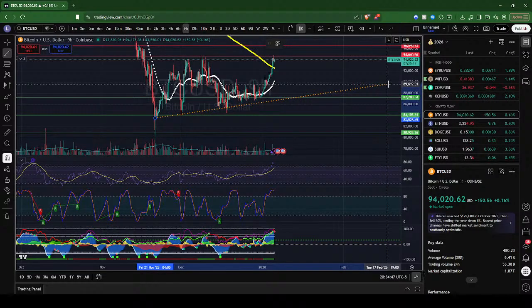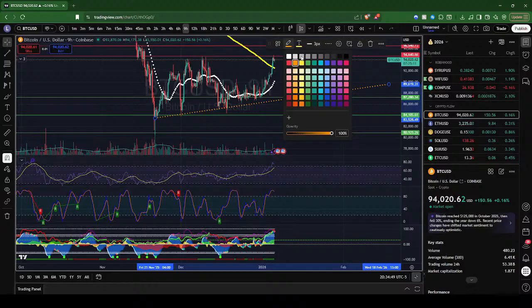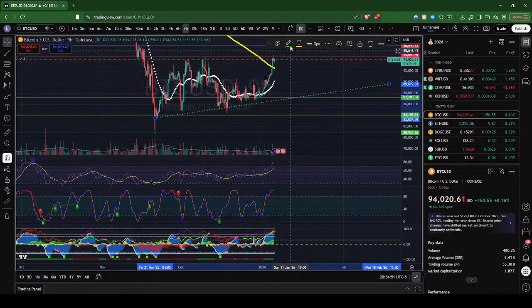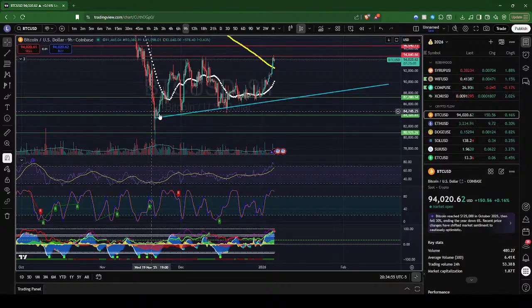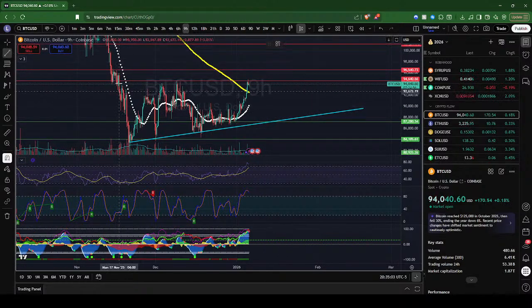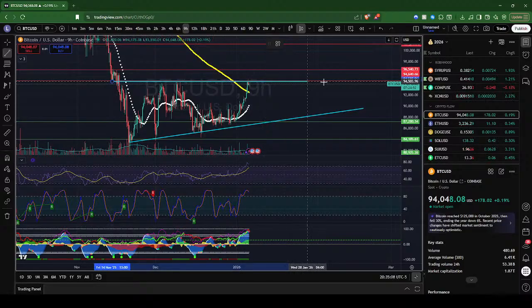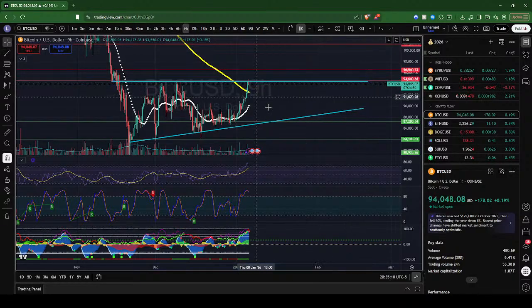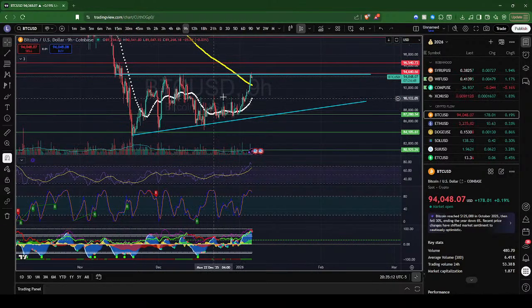you could say we have a support range right there. And this support range is based off of these two closed candles at 9 hours, and you could say a third one here, with a wick on that third one. So this would be our support level, and this right here would be our resistance, which we're currently at right now. And we're just trading within this range.